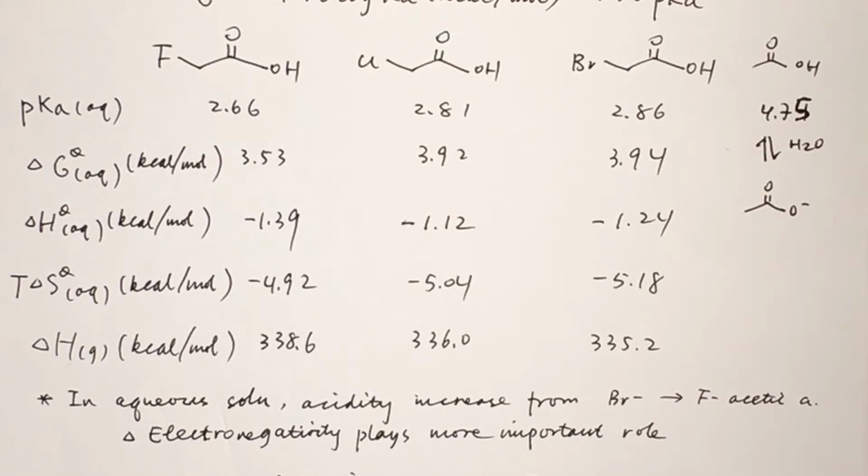If you look at the delta H value, fluoroacetic acid has the greatest delta H value in comparison to chloro and bromoacetic acid. It indicates that fluoroacetic acid would correspond to a higher pKa, or in other words, a weaker acid. In fact, that is the case because in gas phase, the acidity is determined by the stability of the conjugate base.